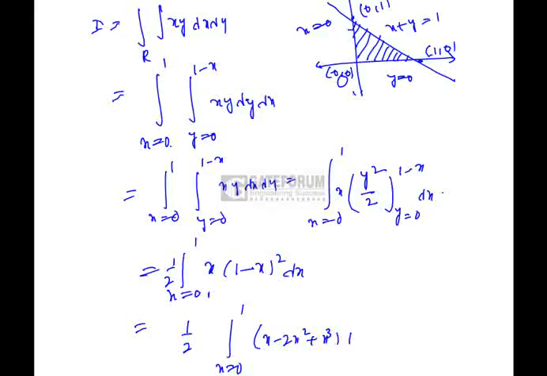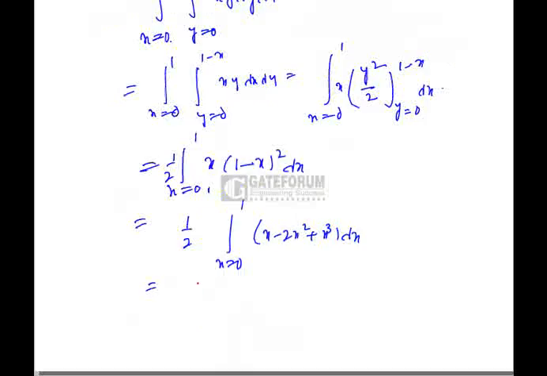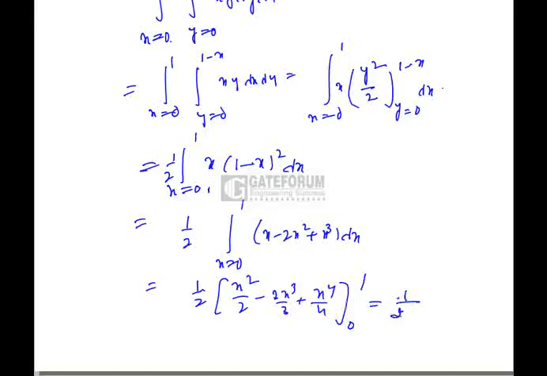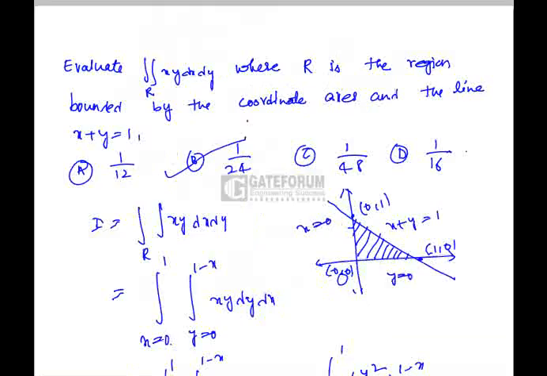If I expand this and simplify, then the integration is nothing but half into x square by 2 minus 2x cube by 3 plus x power 4 by 4 between the limits 0 and 1. If I substitute the limits, the value will be 1 by 24, which is option B.